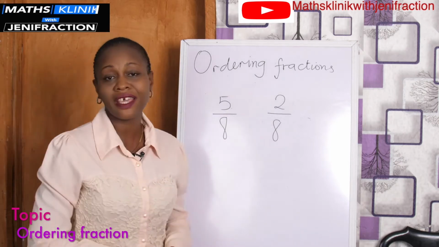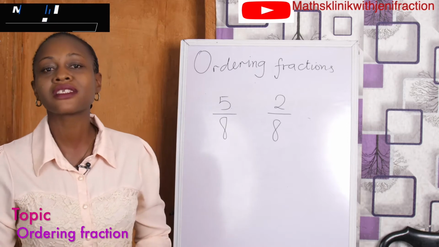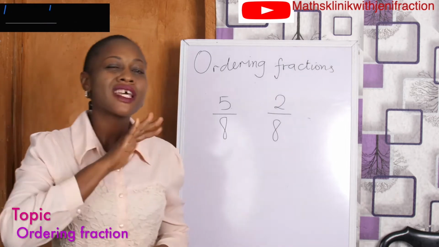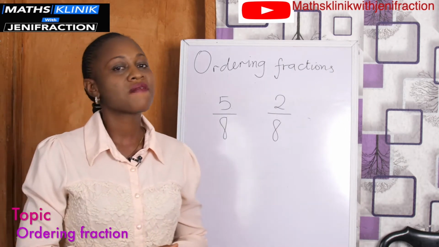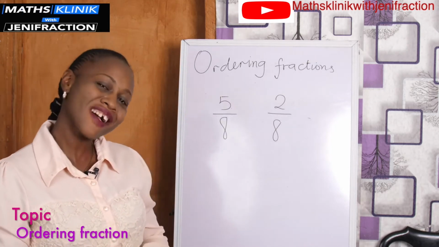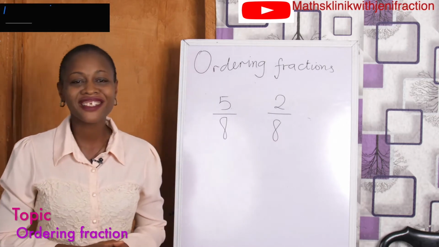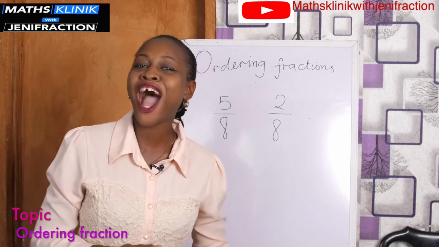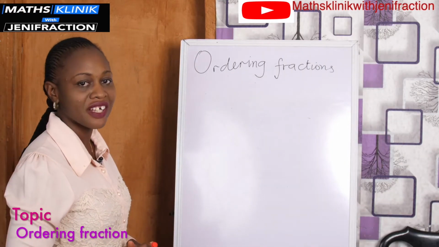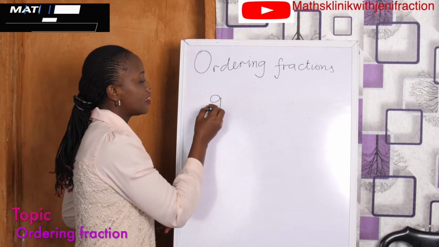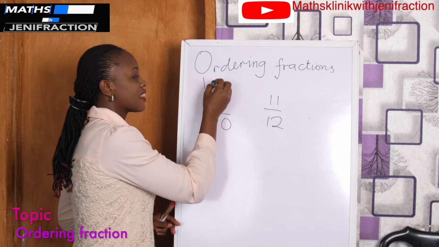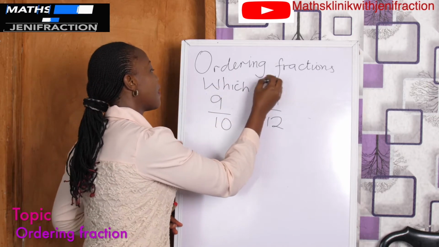But in this class today, we're going to be ordering fractions, comparing fractions, and arranging fractions with different denominators. Fractions that don't have the same denominator are called unlike fractions. I'll take it again. Fractions with different denominators are called unlike fractions. I'll start with 2 fractions first. I have 9 over 10, 11 over 12. And you're asked which is bigger.